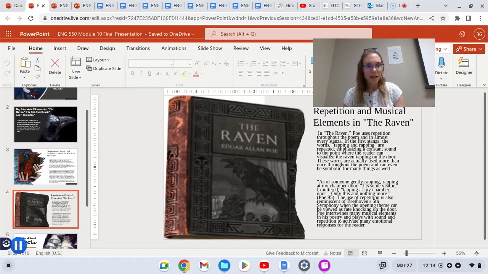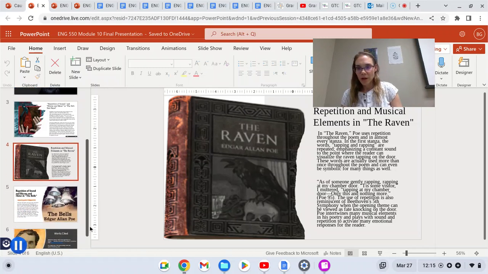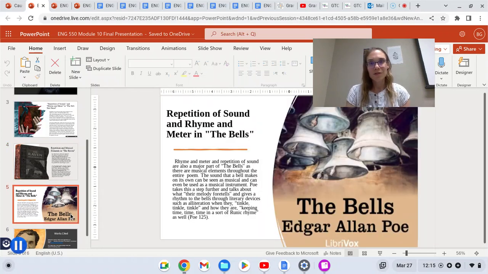Poe intertwines a lot of musical elements in his writing and plays with sound and tries to activate emotional responses for the reader. In The Bells, this is used. Repetition of sound and rhyme and meter are used throughout this poem as well. The sound of a bell itself is musical. He takes it one step further, talks about what their melody foretells, and gives rhythm to the bells through literary devices such as alliteration when they tinkle, tinkle, tinkle, and how they're keeping time in a sonic rhyme.